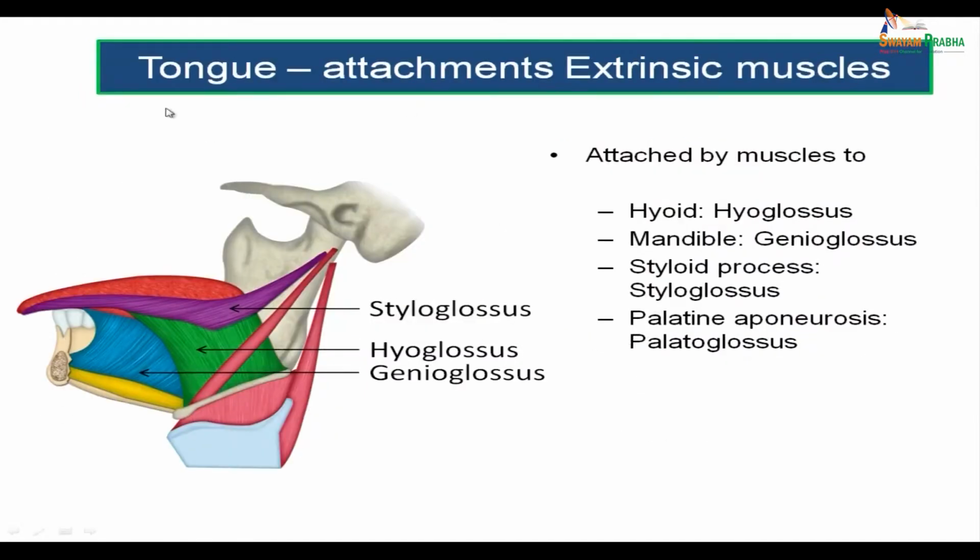In this picture, you see the attachments of the extrinsic muscles. The hyoglossus extends from the hyoid bone to the sides and posterior part of the tongue. The genioglossus extends from the genial tubercles on the posterior aspect of the front of the mandible and is inserted into the tongue, and the genioglossus forms the bulk of the musculature of the tongue. You have the styloglossus muscle extending from the styloid process into the sides of the tongue, and you have the palatoglossus which extends from the palatine aponeurosis and is inserted into the sides of the posterior part of the tongue.